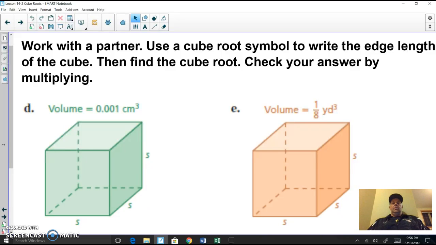In example D, we can take 1/10 times 1/10 times 1/10, and that equals 1/1000th of a cubic centimeter. 0.1 times 0.1 times 0.1 is our answer. In sample E, the volume must equal 1/8 of a cubic yard. So we can take the cube root of 1, which is 1, and the cube root of 8, which is 2. Our answer is 1/2 times 1/2 times 1/2 equals the volume of 1/8.